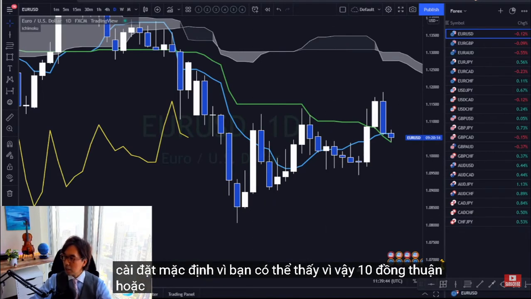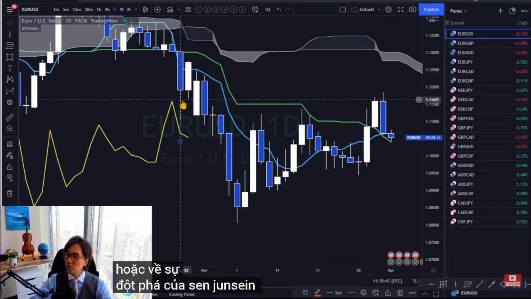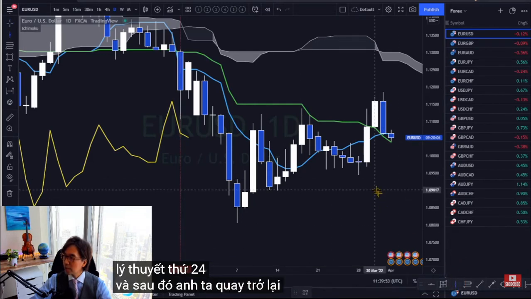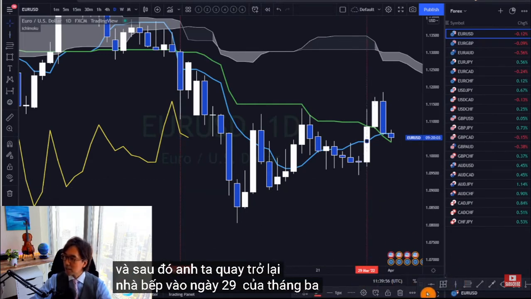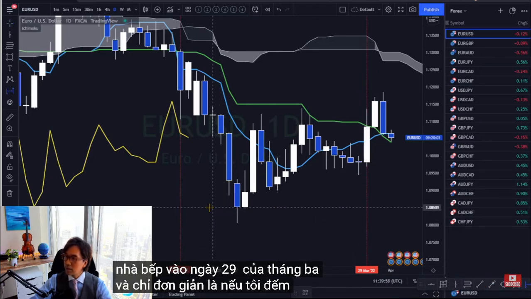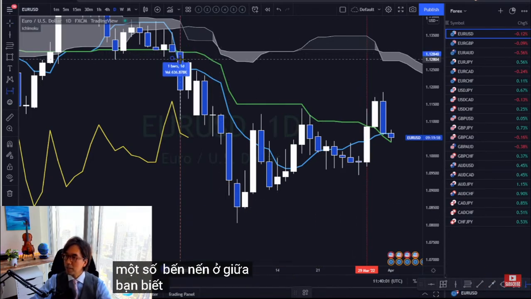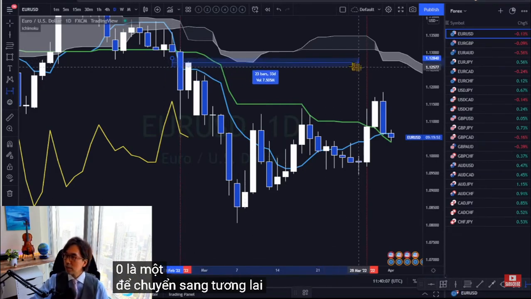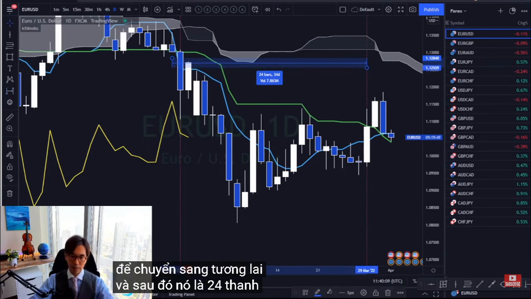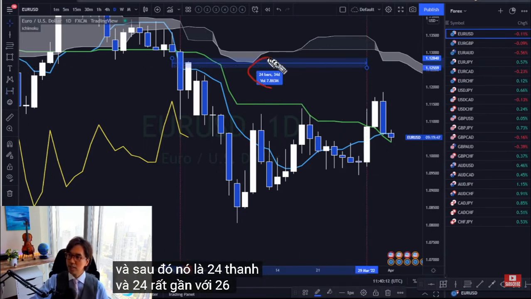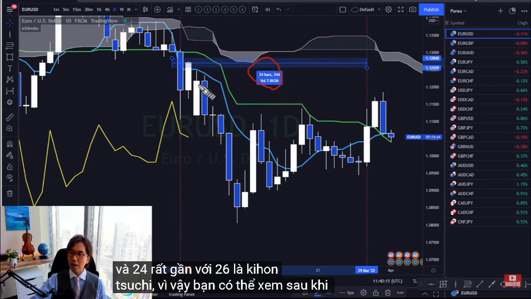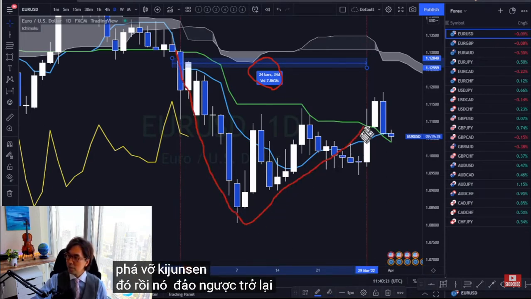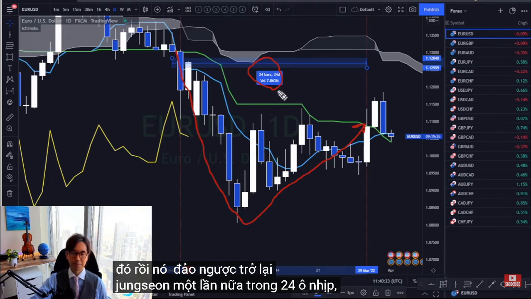In terms of Kijun-sen, a Kijun-sen breakout happened here again on the 24th of February, and then it retraced back to the Kijun-sen on the 29th of March. And simply, if I count the number of candles in between, counting this one as 1, not 0, to shift to the future, then it was 24 bars. And 24 is very close to 26, which is Kihon Suchi. So you can see after the market broke that Kijun-sen, it reversed back to Kijun-sen again in 24 bars.